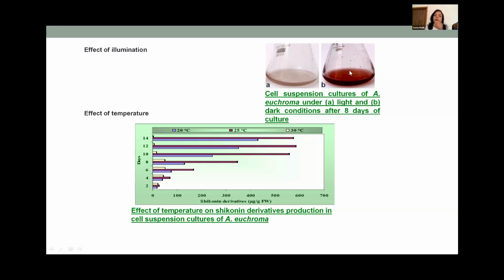Then we correlated it with the biosynthetic pathway also, and we found that there was one gene related to PHP that is related to the dark conditions, and that gene is responsible for shikonin biosynthesis, and it is inducible only in dark conditions. In the same way, a temperature of 25 degrees Celsius was found to be suitable for pigment production as well as growth.